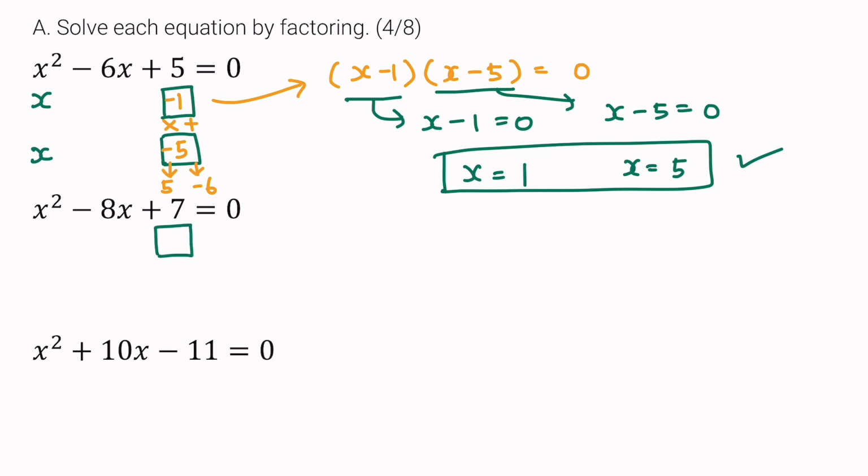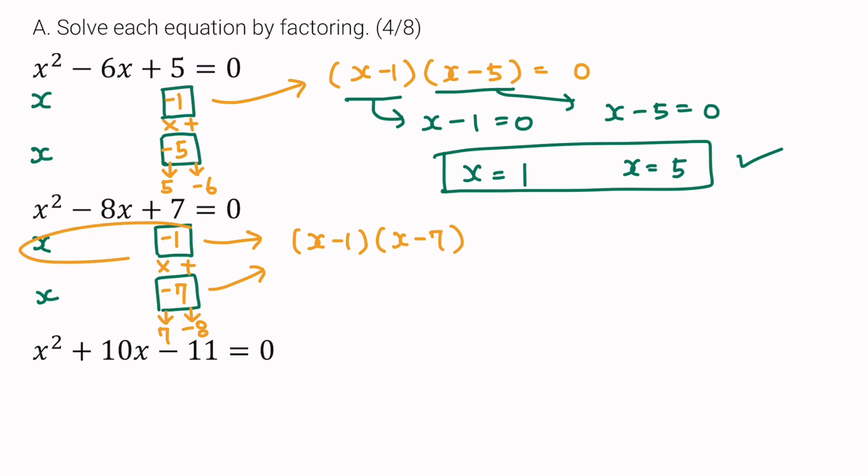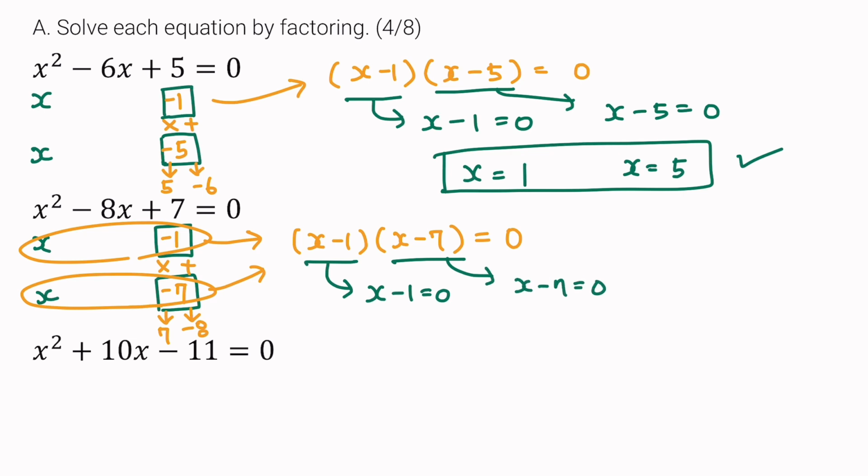Alright, moving on, two numbers, two x's. I'm going to come up with two numbers that when multiplied together give me +7, but when added together give me -8. Simple, 1 and 7 with a negative sign on both of them. So it means x minus 1 times x minus 7, these two binomials, should multiply to give me 0, meaning it's either x minus 1 is equal to 0 or x minus 7 is equal to 0. So our x is 1 or x is 7.